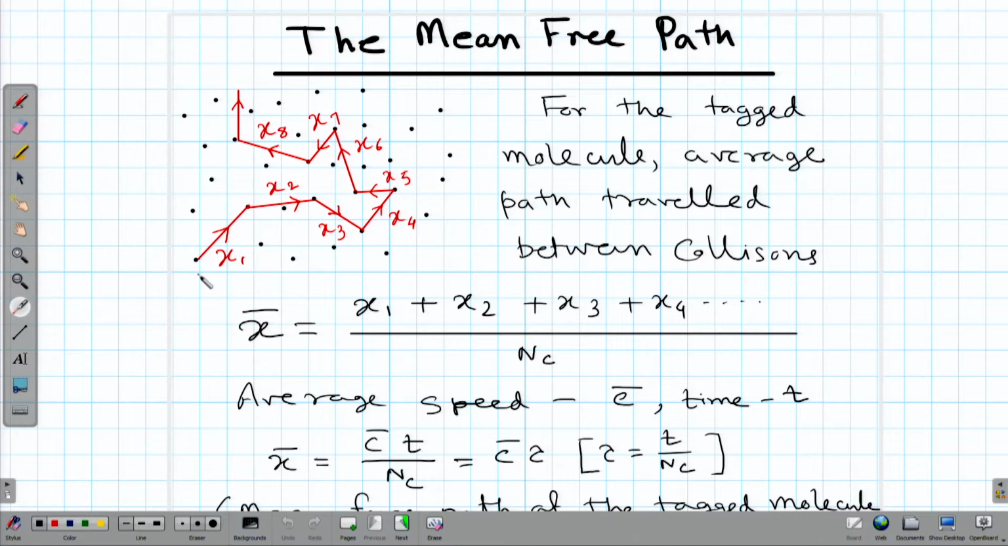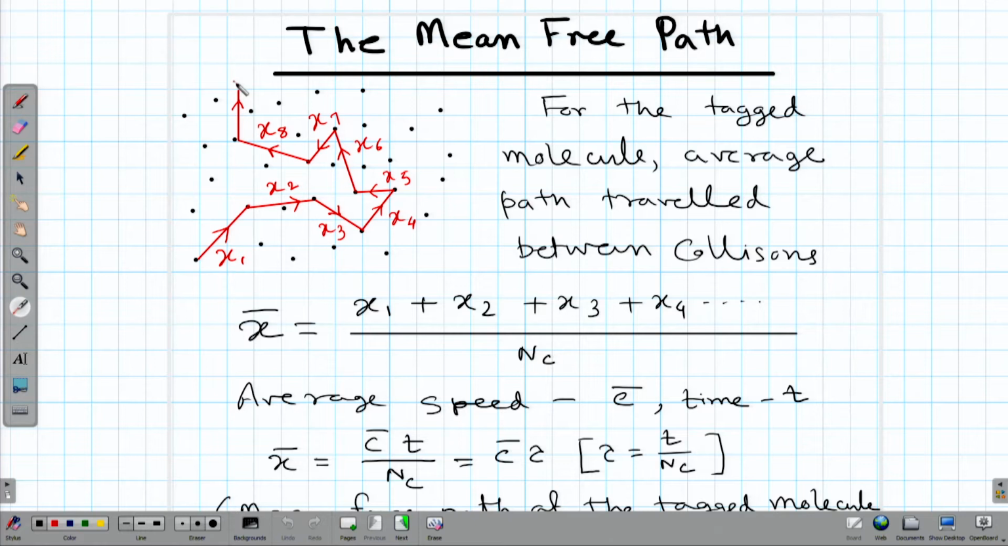Now, what we have done here is try to trace the path of one such molecule. Let us say it starts from here, goes here, takes another collision, goes there, takes another collision, and in this direction takes another collision, and it keeps moving like this. In between collisions it travels paths x1, x2, x3, x4, x5, x6, 7, 8, and so on and so forth. It keeps moving all the time.